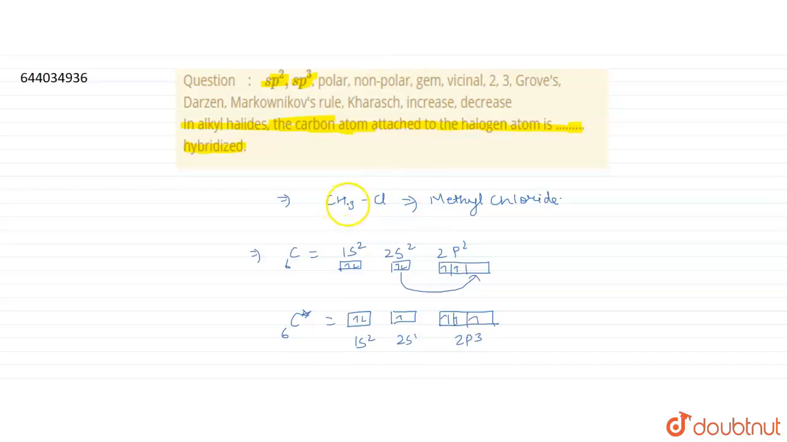As you can see, this carbon has 4 atoms attached to it, that is 3 hydrogen and 1 chlorine. So what happens to form a hybridized orbital? One s orbital and 3 p orbitals combine to form a new orbital, which is called the hybridized orbital. So the new orbital will be the sp3 hybridized orbital.